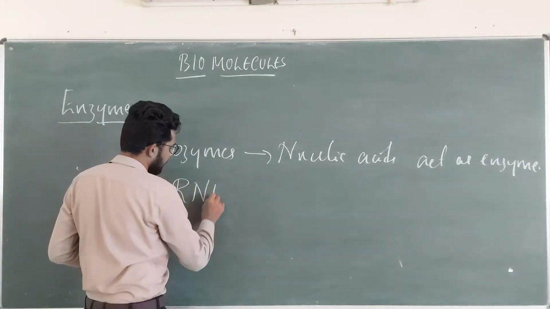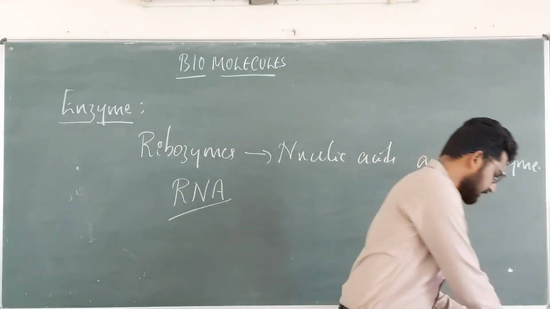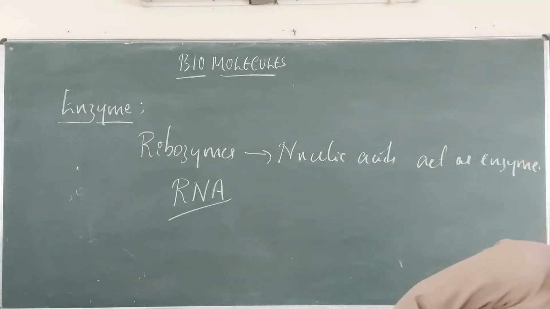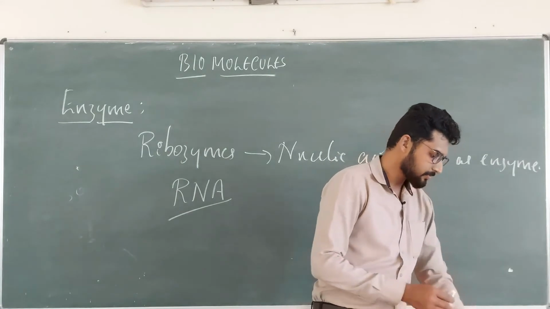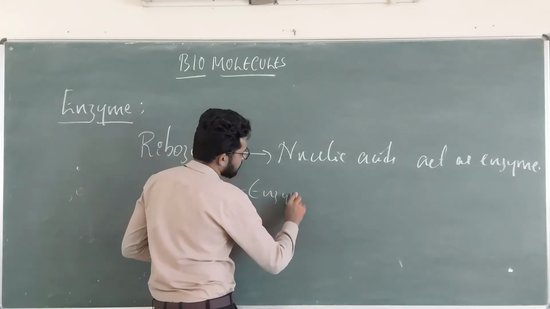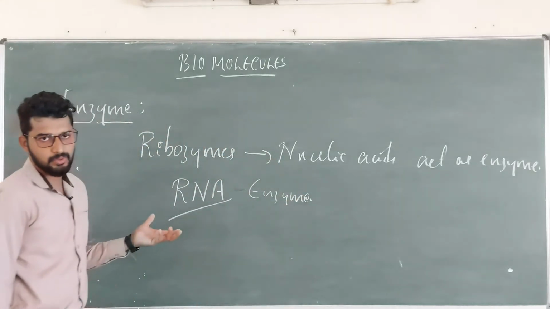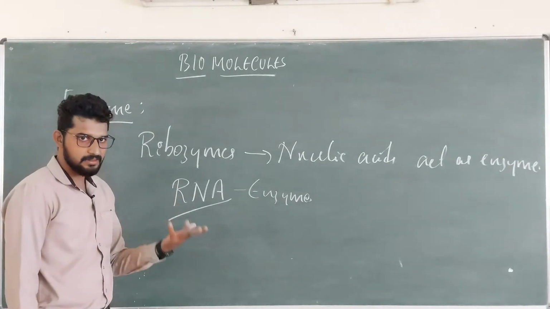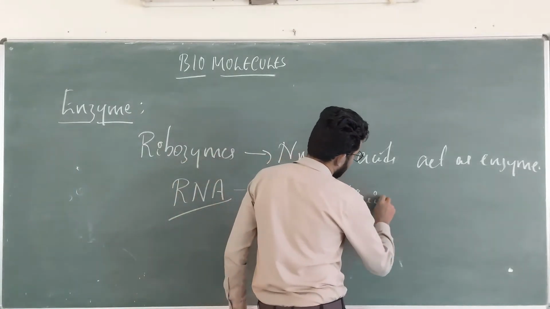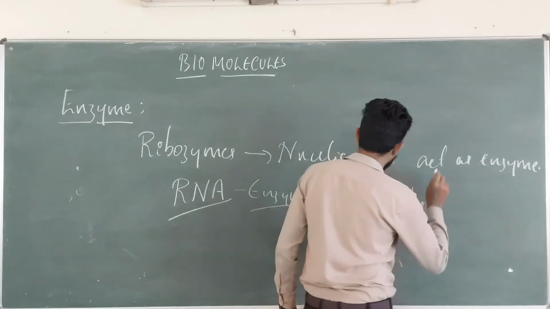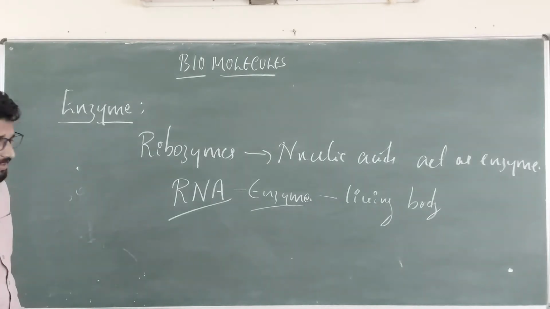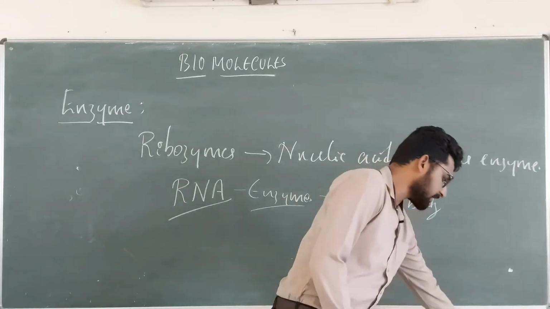See, we have RNA. If the RNA acts as an enzyme, it is known as a ribozyme. RNA acting as an enzyme is known as a ribozyme. However, you know RNA is a ribonucleic acid. Yes, this RNA acts as an enzyme in a living body, known as ribozymes. Okay, let us have an example of how an enzyme will increase the rate of reaction.